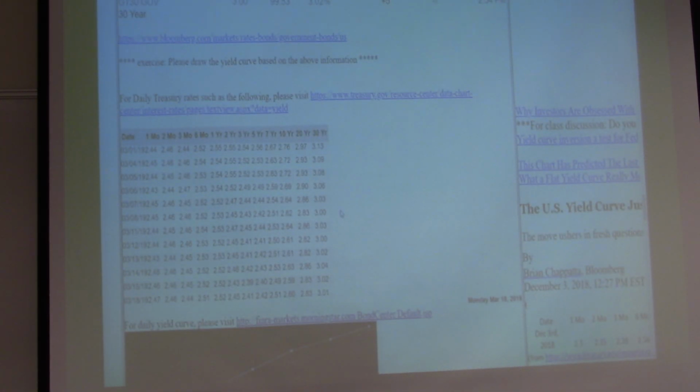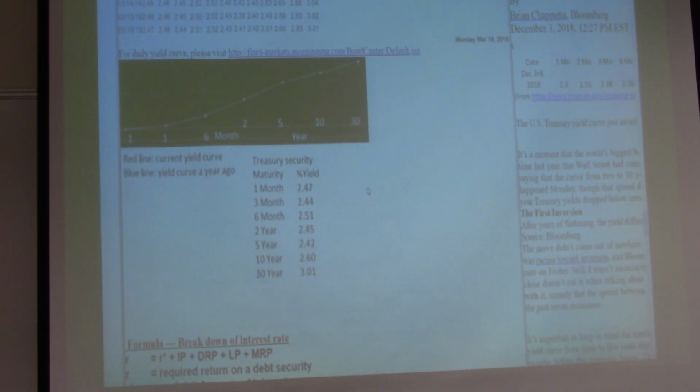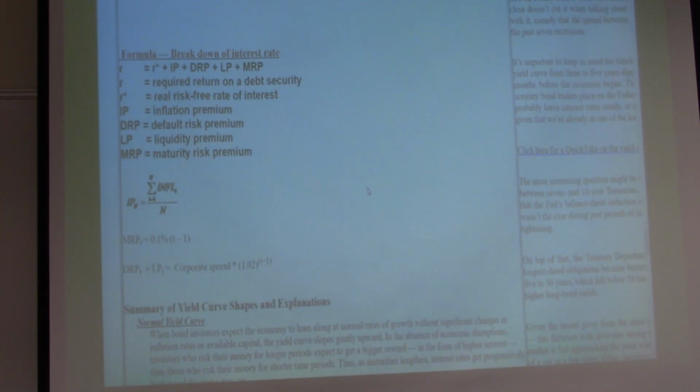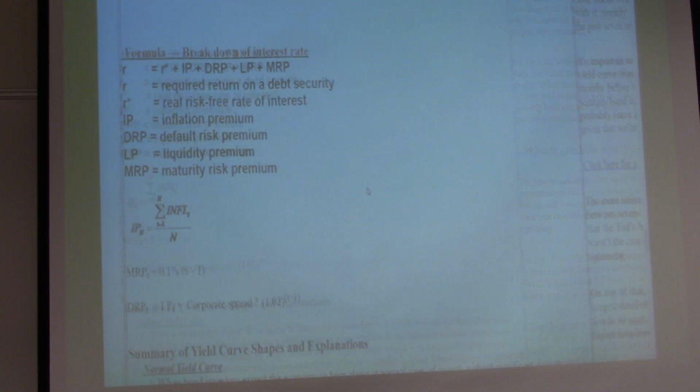So from here, long term for treasury securities, even though the curve is inverted, 30 years is still higher than a year's. A year is like 2.55, 30 years is 3.13. So why is that? We can break down the interest rate into these components.